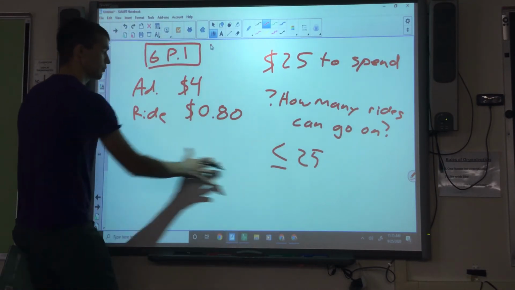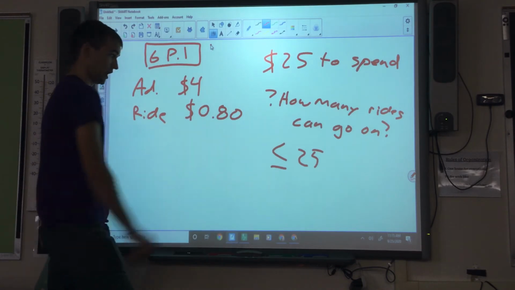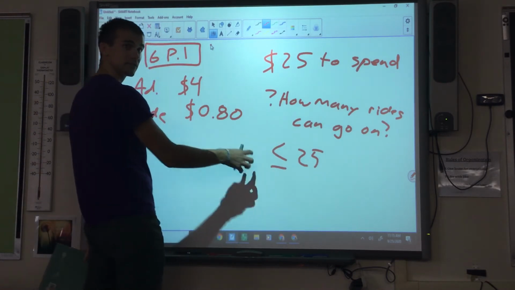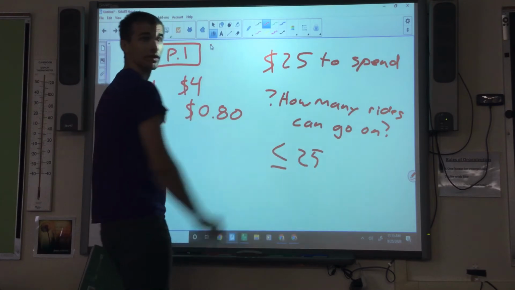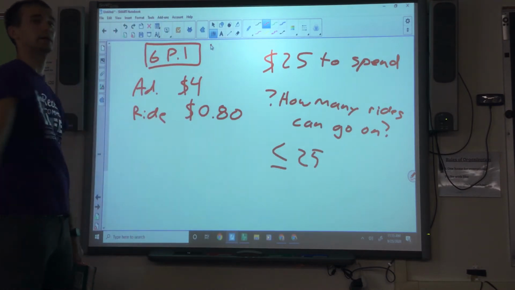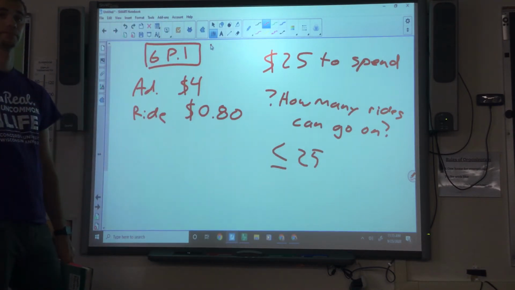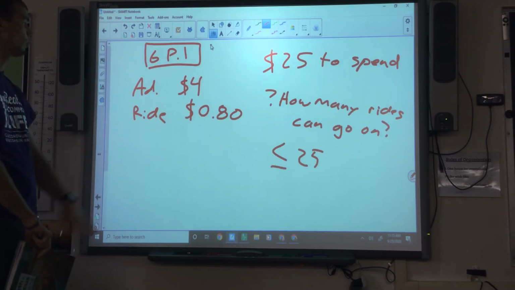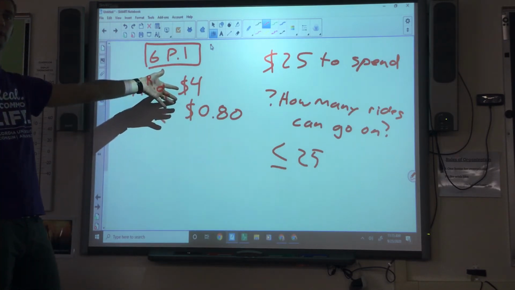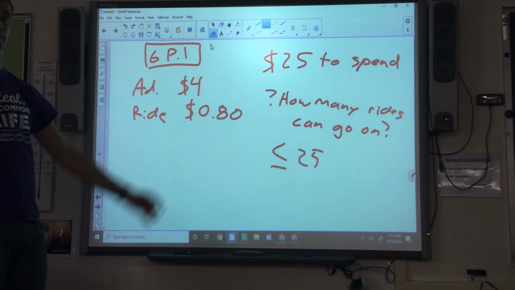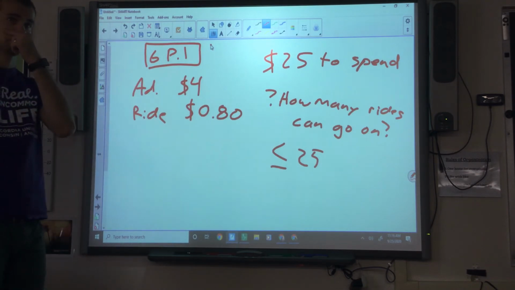So what does this portion then look like? We know that this side needs to be less than or equal to 25. What does the other side look like? I'll give you a clue. One of these you're going to be adding, and one of them you're going to have a variable attached to.